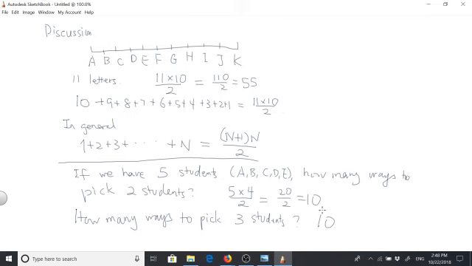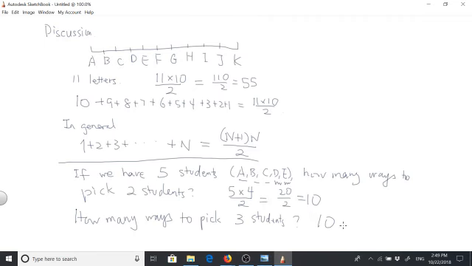Because what happens, well, let's say if you pick 3 students, A, B, C, like this, right? What you're doing is once you pick 3 students, you are just singling out the other students you are not picking. So picking A, B, C is equivalent to picking out D that you don't want. So picking 3 students is same as picking 2 students. And you have 10 ways to pick 2 students. That means you also have 10 ways to pick 3 students. So you don't need to do any calculation in this case, it's just 10.